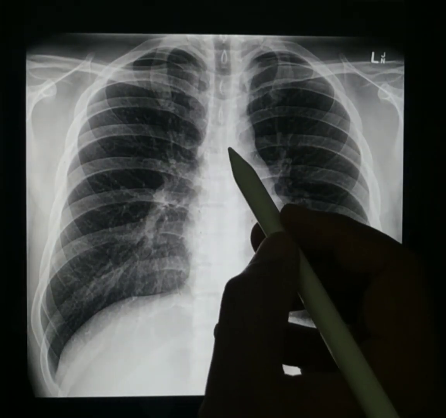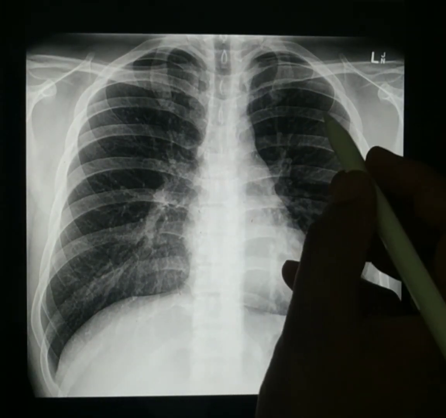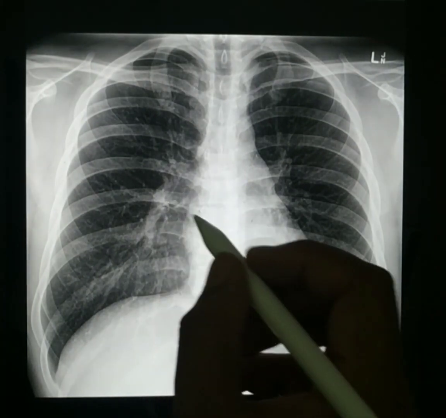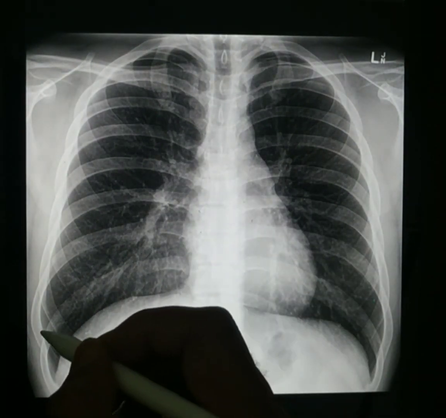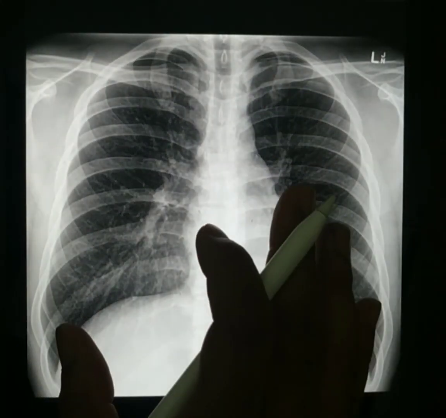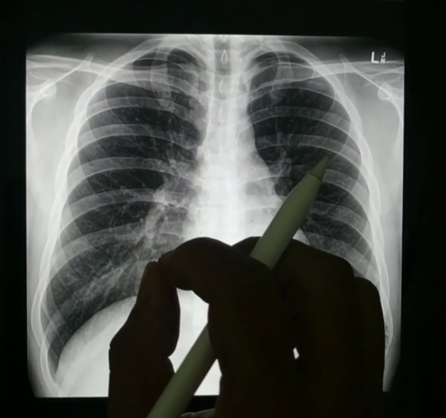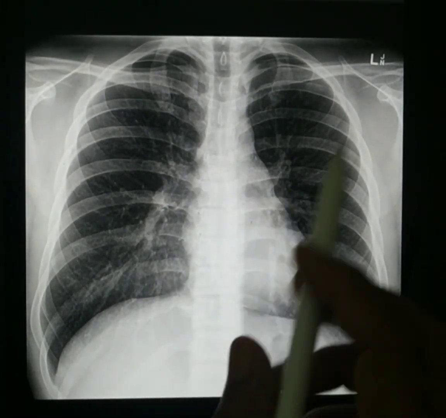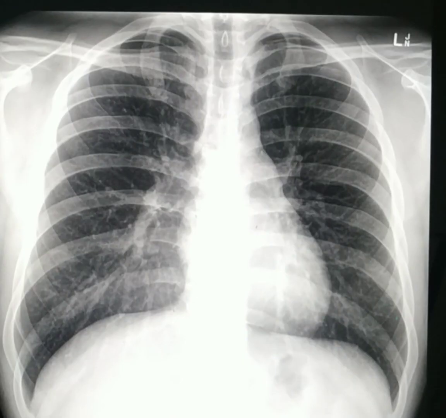This is the trachea, tracheal shadow which is central. This is the lung parenchyma. This is heart shadow, cardiophrenic and costophrenic angles. So this is the normal. When we go through the abnormal X-ray, we will see each and every area one by one.